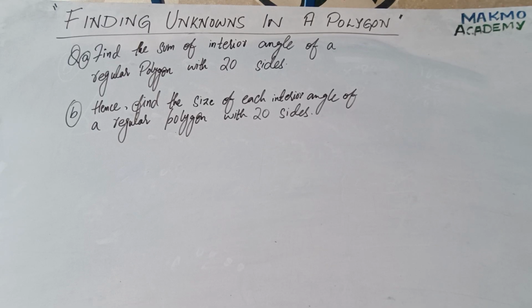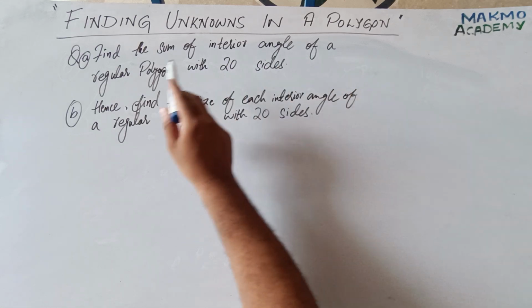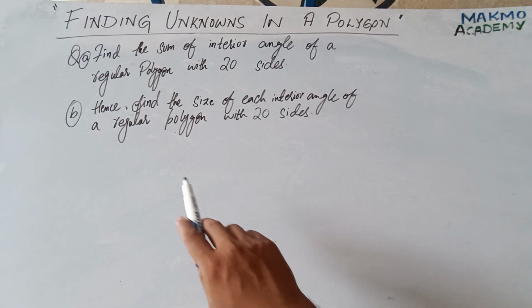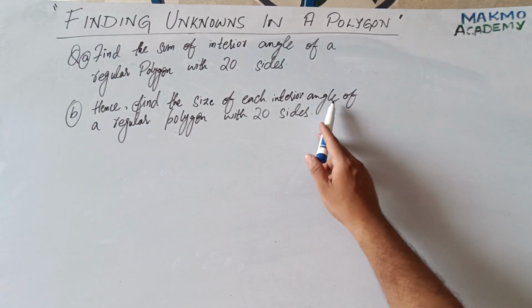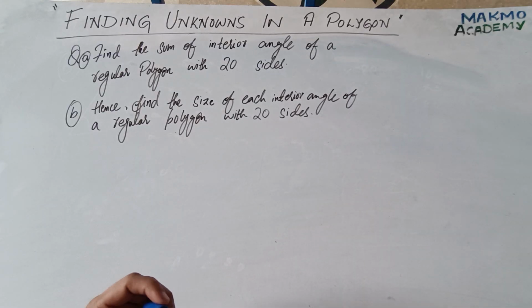Alright guys, now we are having another problem. Find the sum of interior angles of a regular polygon with 20 sides. Another part of the same question: hence find the size of each interior angle of a regular polygon with 20 sides.